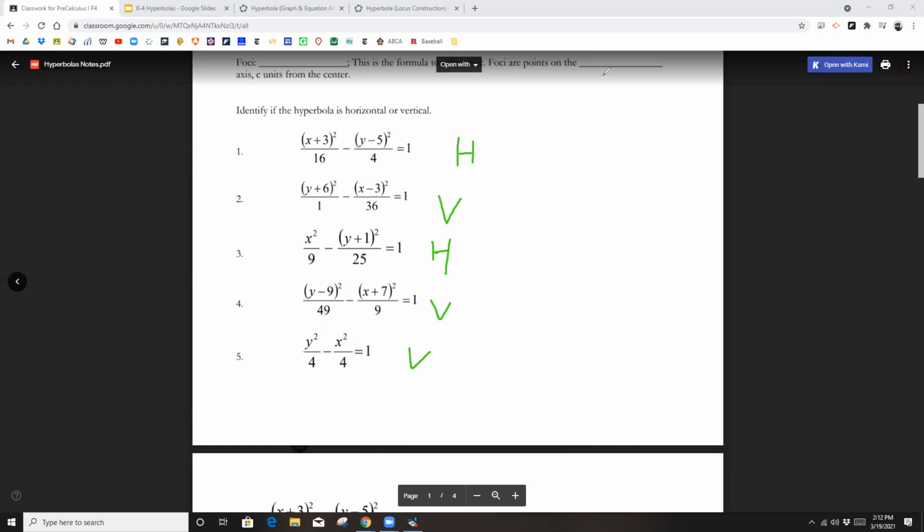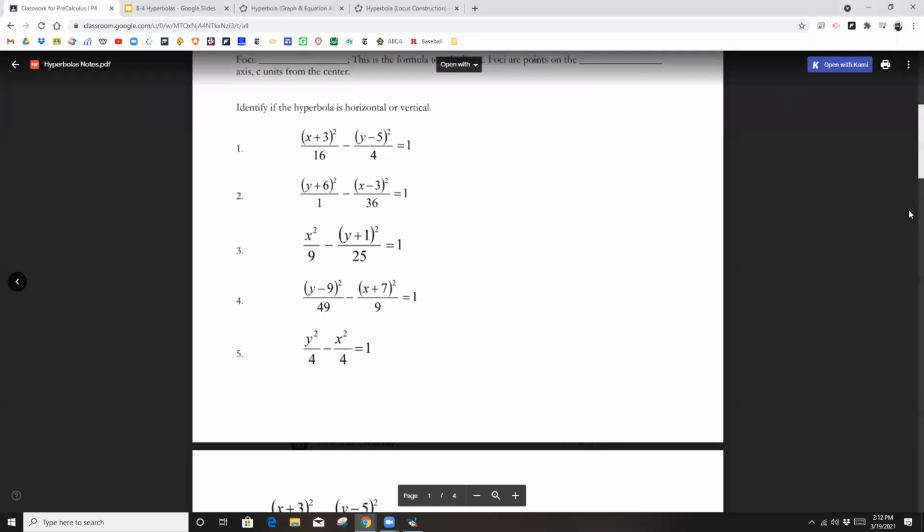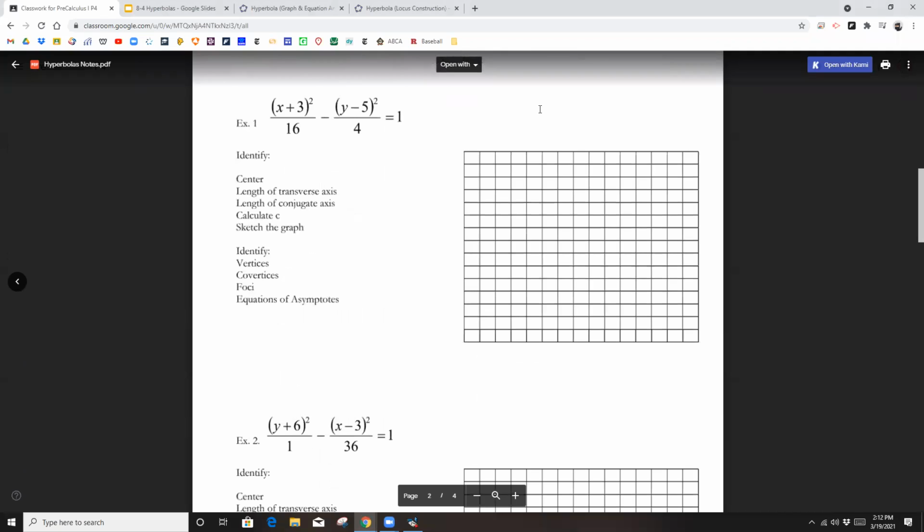So once you have the direction that it opens and the center, everything after that is pretty much like an ellipse until the very end. So let's do an example. Enough talking about this, let's just do it. All right, so example one, identify all these things. So identify the center. I like to graph this as I go, but I like to find the center first so I know where to graph it. So the center is going to be at -3, 5.